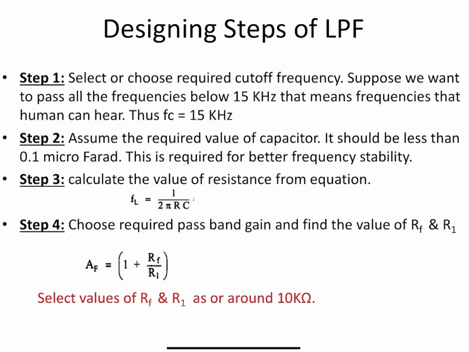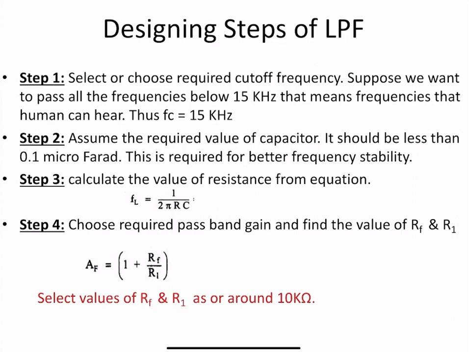Second step, assume the required value of capacitor. It should be less than 0.1 microfarad. This is required for better frequency stability. While designing, you have to choose the capacitor value less than 0.1 microfarad. In step 3, calculate the value of resistance by using the equation: cutoff frequency is 1 by 2 pi RC, as we already derived in the previous lecture.